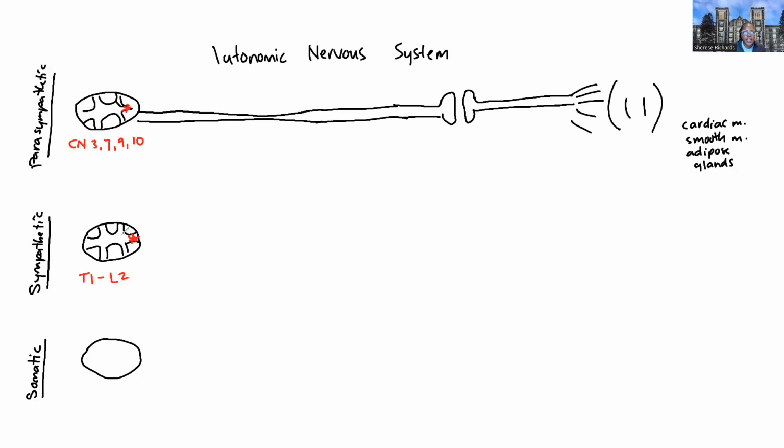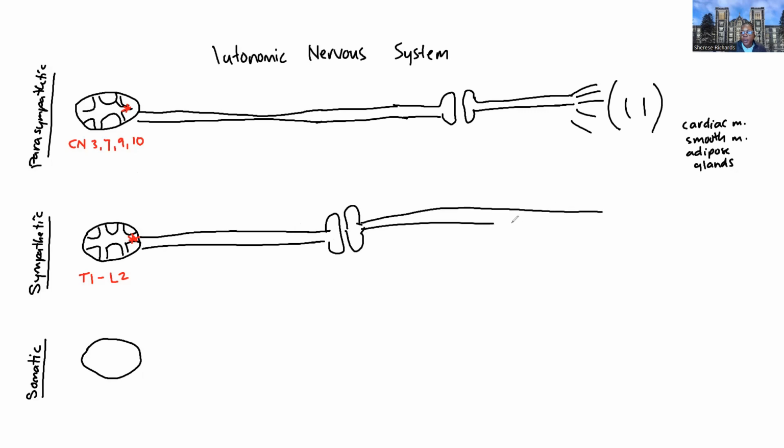For the sympathetic division, we have a short preganglionic neuron, and then a much longer postganglionic neuron, going all the way out to the effector organ as well. Okay, now let's describe some of the anatomy here. First off, we want to think about these locations as ganglia. These are called autonomic ganglia. Right, in both scenarios.